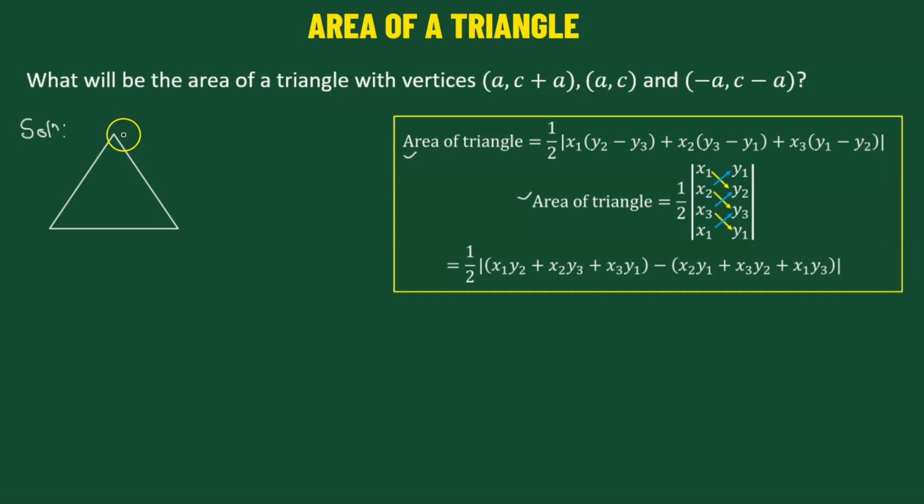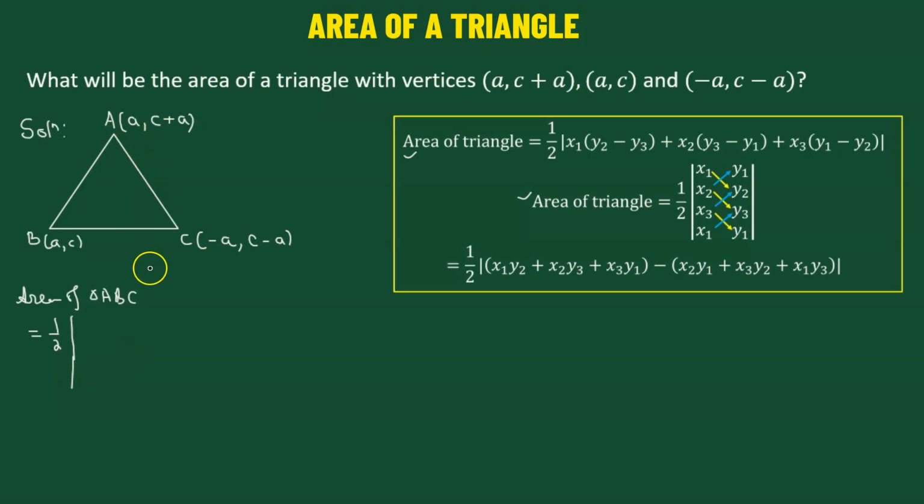So let us begin. Suppose we start out with a triangle with vertices A, B, and C. Now we will consider A to have the coordinates (a, c+a), B to have the coordinates (a, c), and C to have the coordinates (-a, c-a). To find out the area, we have area of triangle ABC, which will be equal to half times the absolute value of.